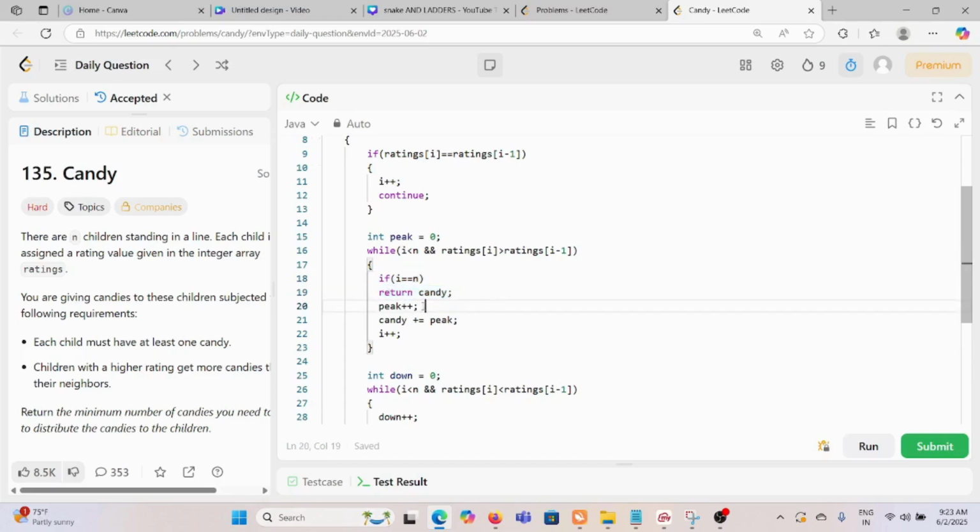Otherwise, what we are doing, we are increasing this peak by 1 every time, and we are adding that value to Candy. So Candy equals Candy plus peak. Okay, and we are incrementing i++. Same way, we keep on increasing till this condition is being fulfilled. That's just what we are doing here.